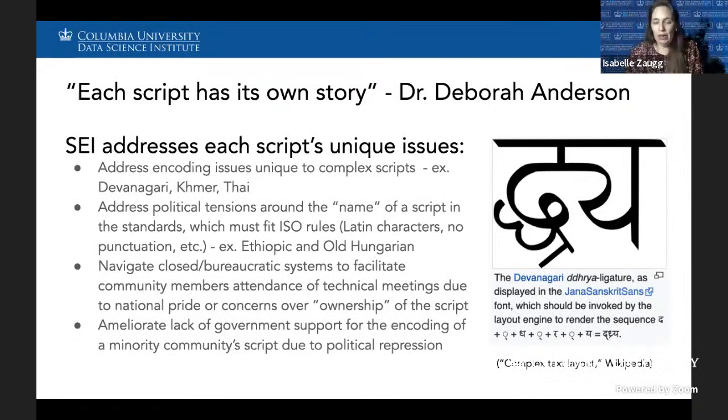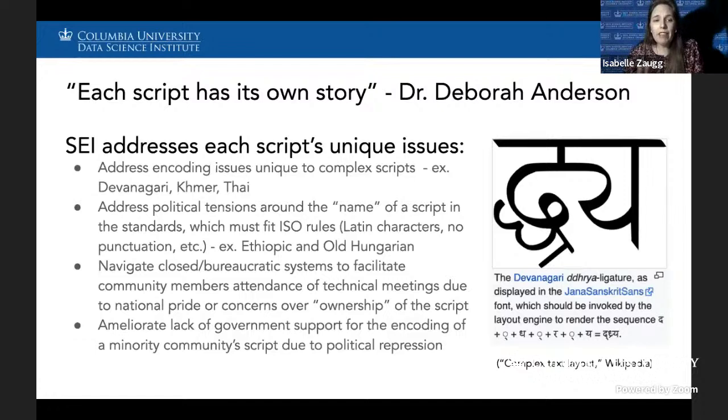Within my research on Ethiopic, there was a lot of conversation about what the script should be called. Similarly with Old Hungarian, it actually cost years and even a decade of time to resolve the issue of naming, which in the meantime can hold back the digital use of the characters. So it's very important to resolve those issues as smoothly as possible.